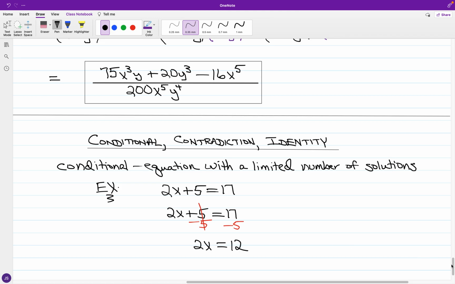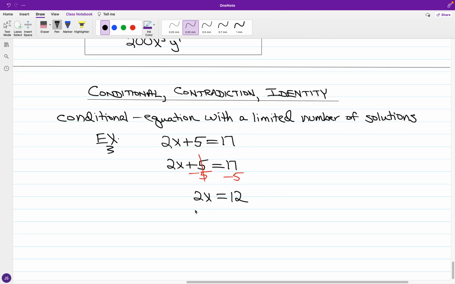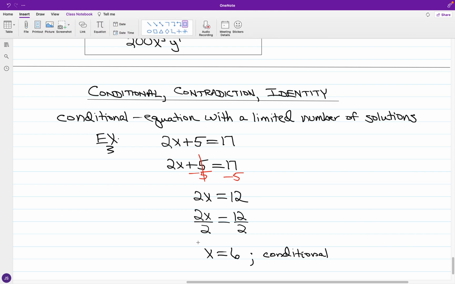And then with division, undoing multiplication by 2, or dividing by 2, we'll end up with x equal to 6. So this equation is true on the condition that x is equal to 6. 2 times 6 is 12. 12 plus 5 is 17. All right.